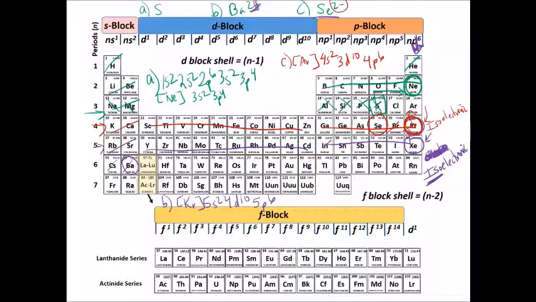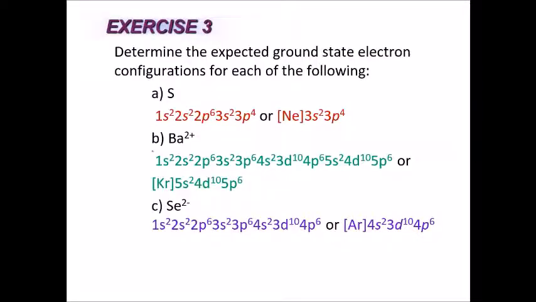You're welcome to write out the full configuration and add on the 1s2, the 2s2, 2p6, 3s2, 3p6, and that would be, this is all the same as argon. So either would suffice as an answer for finding these electron configurations. And as you can see here, these are also written in here if you need to go back and check the answers for exercise 3.